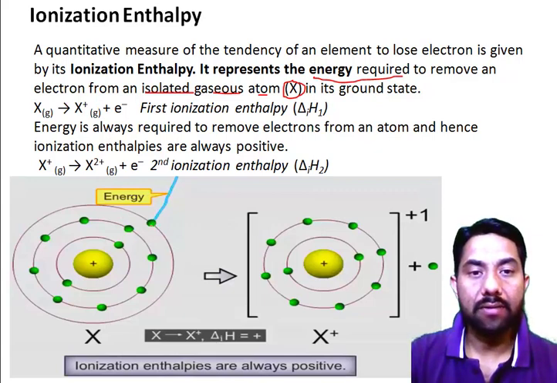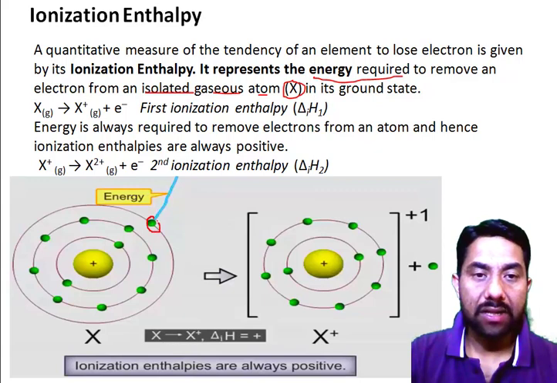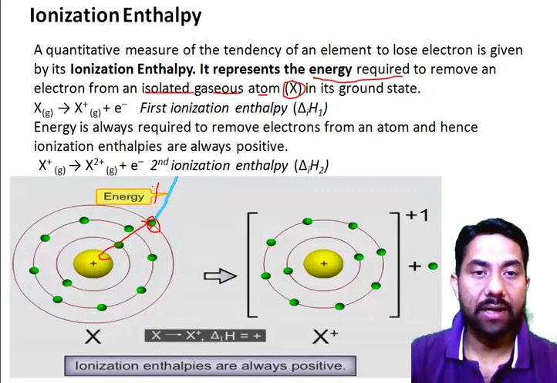For example, in this figure, this valence shell electron is given off by that X atom. Energy is provided. Once that energy exceeds the force by which this electron is held by the nucleus, this electron is removed.